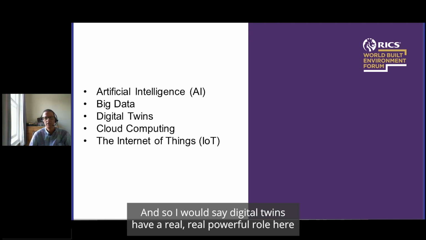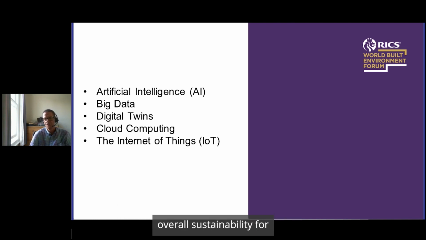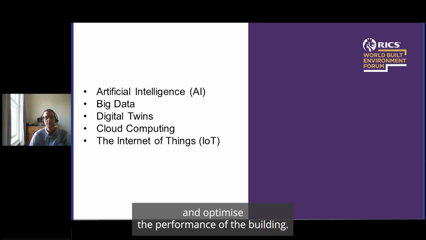And so as I say, digital twins have a real powerful role to play in terms of optimizing buildings and being part of the solution to overall sustainability for real estate and the built environment by their ability to model, control, and optimize the performance of the building.